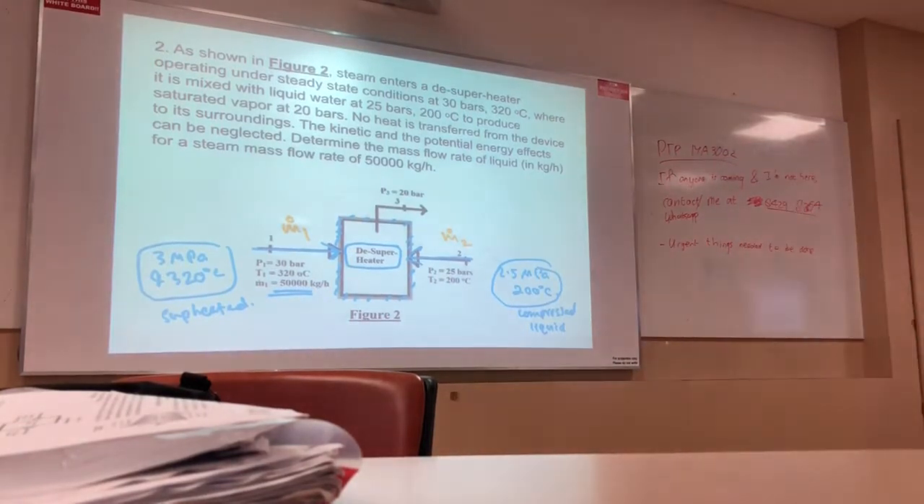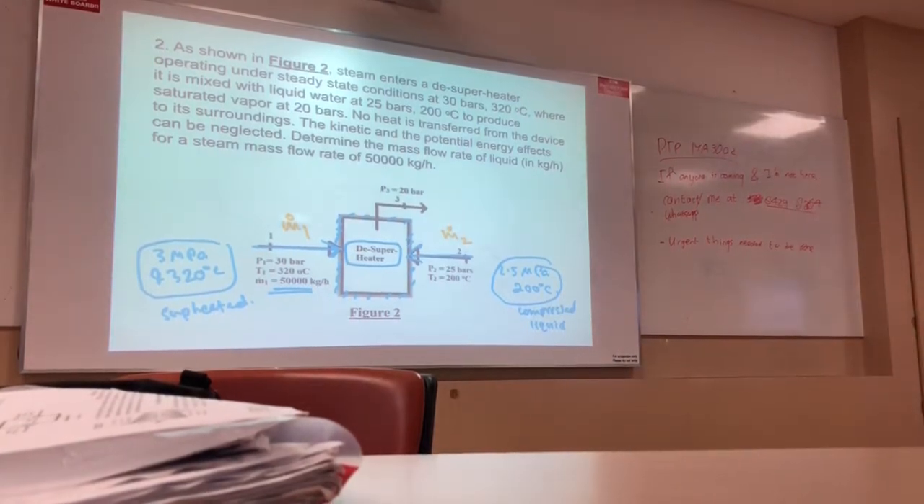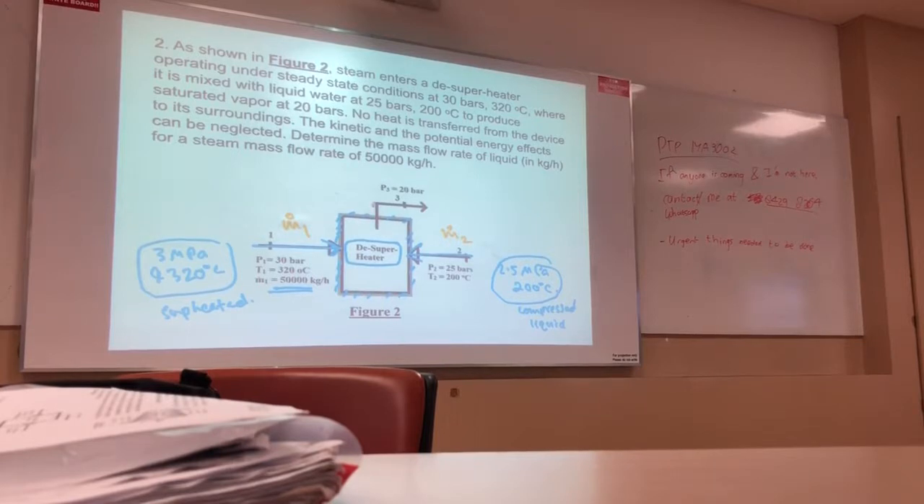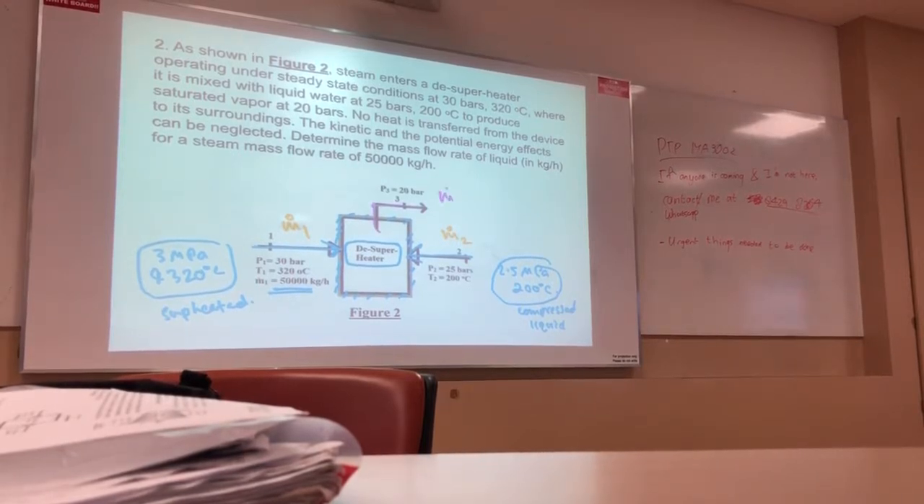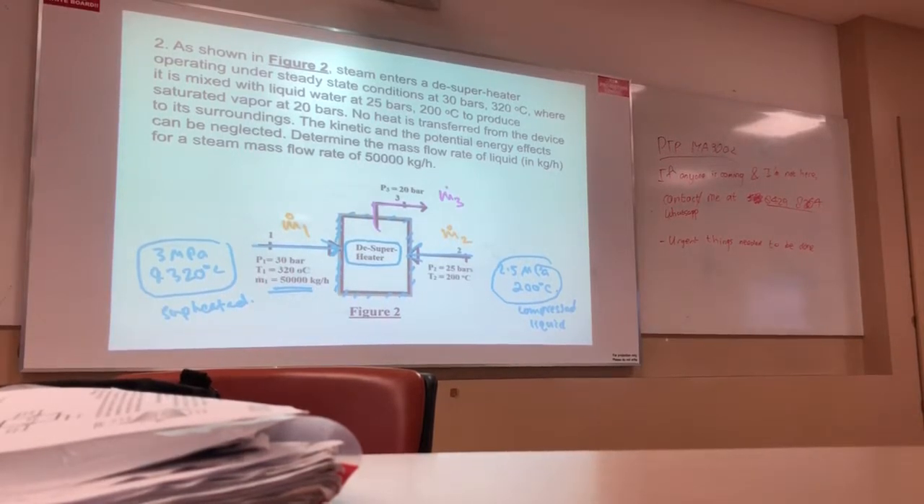So I can say 2 inlets and 1 outlet. So the outlet, the pink color I put here, has mass flow rate m dot 3 and condition here is 2 megapascal, right? 2 megapascal, 20 bar is 2 megapascal with saturated vapor. Saturated vapor condition.